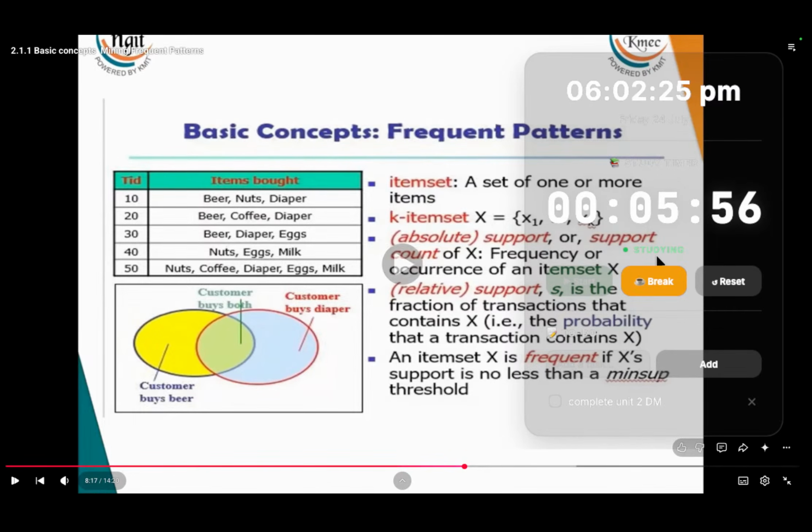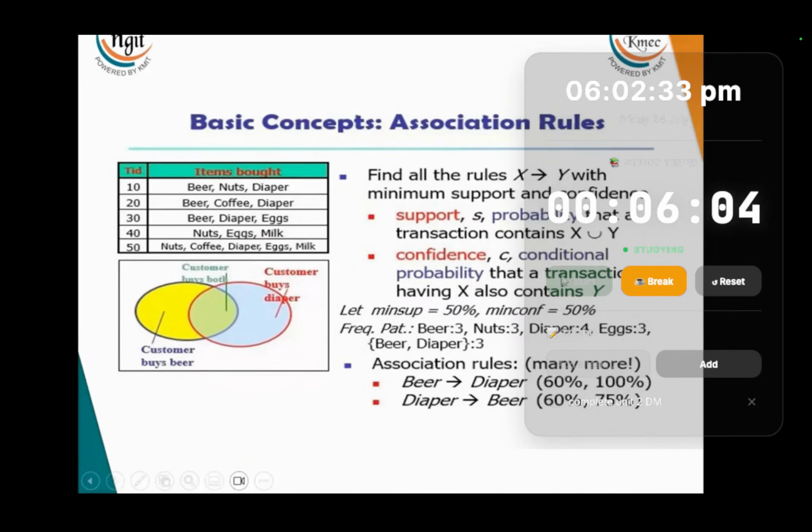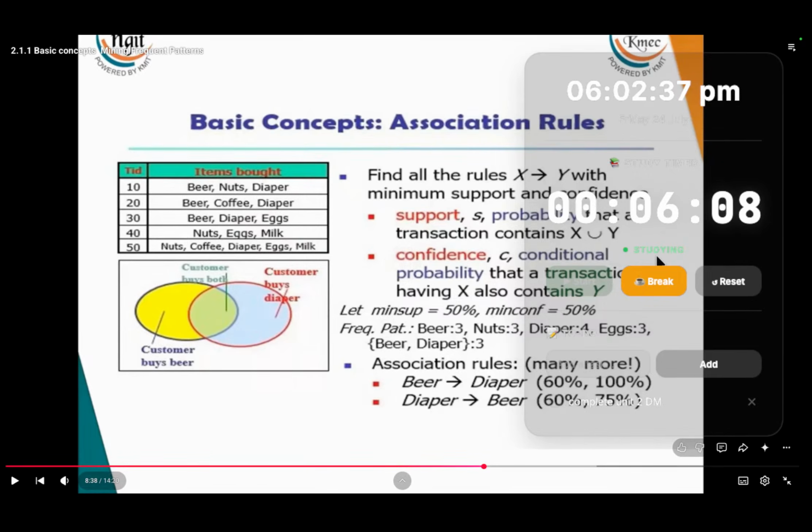Now, we also have confidence. So what is confidence? If there are items called X and Y, what is the probability that Y will occur in the data set where X is contained? That we call the confidence.